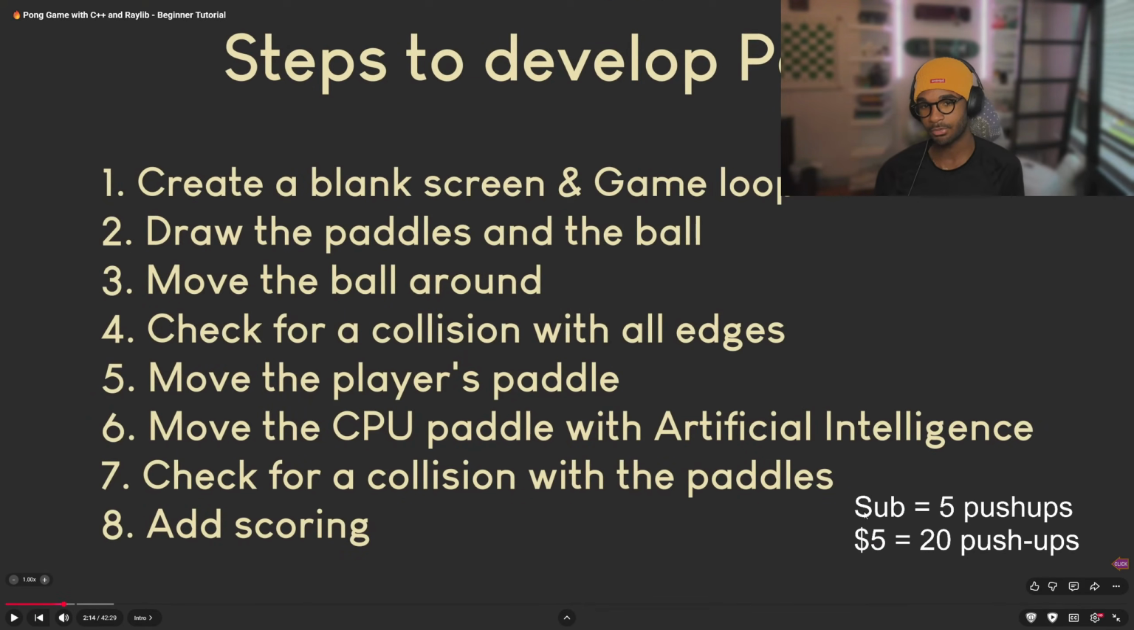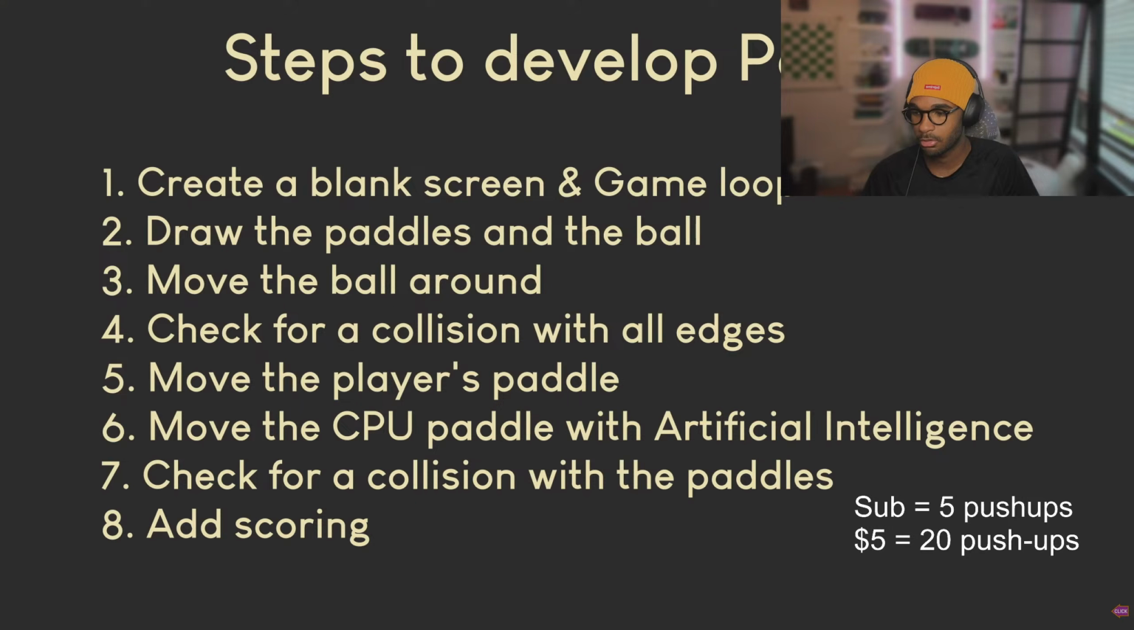Okay, so we need to create a blank screen in a game loop. We need to draw paddles and a ball. We move the ball around. Check for collisions with all edges. Move the player's paddle. Move the CPU paddle with artificial intelligence. In order to create the simple black and white version of the game: create a blank screen and the game loop, draw the paddles and the ball, move the ball around, collision with the paddle.